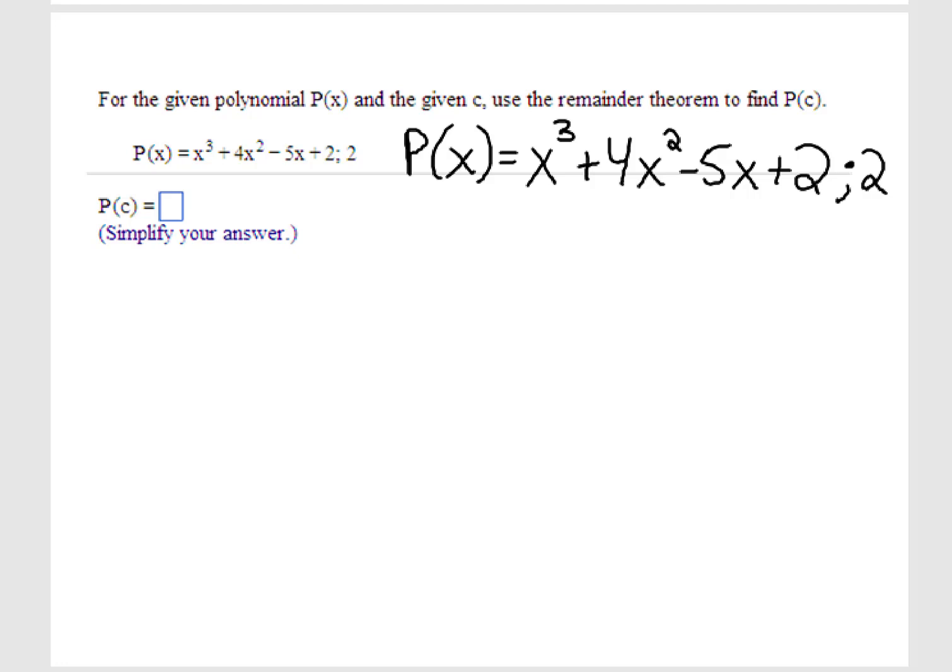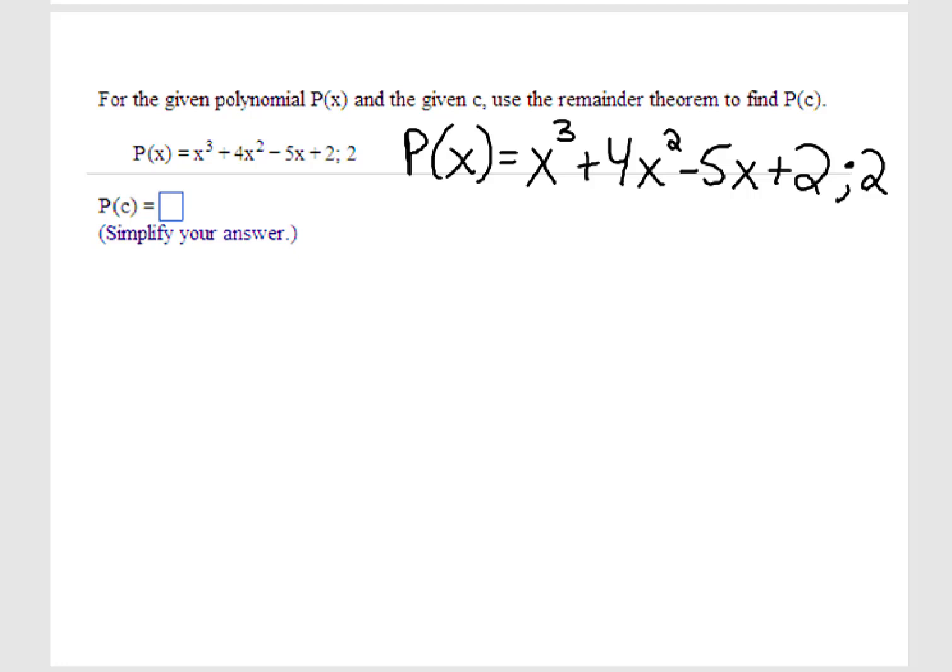Well, now they're saying, hey, look, you can use synthetic division and come out with that same value depending on whatever your remainder is. So let me show you, because explaining it just sounds crazy.